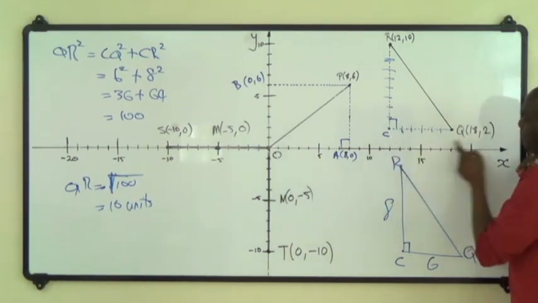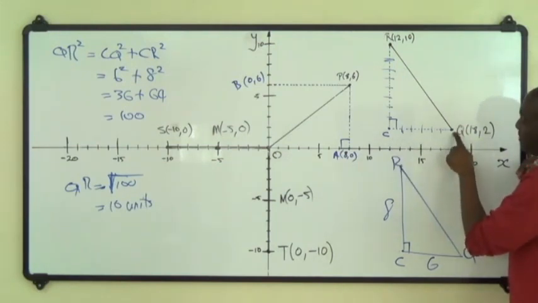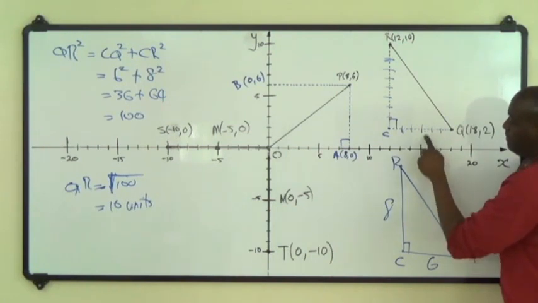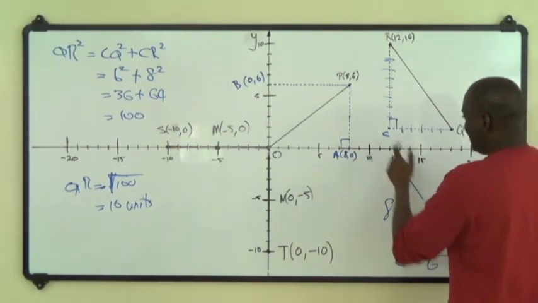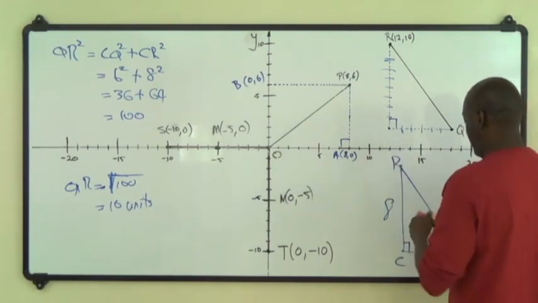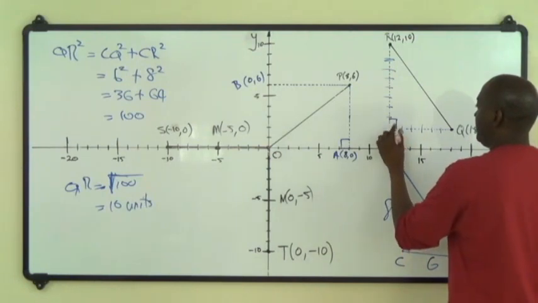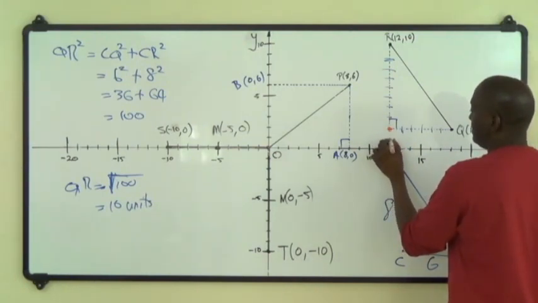But if this line is parallel to the x-axis and this is the point 18, 2, then this is the point 18, 17, 16, 15, 14, 13, and 12. So this point C is the point, let me demarcate the point C now. So this point is the point C, this will be 12.